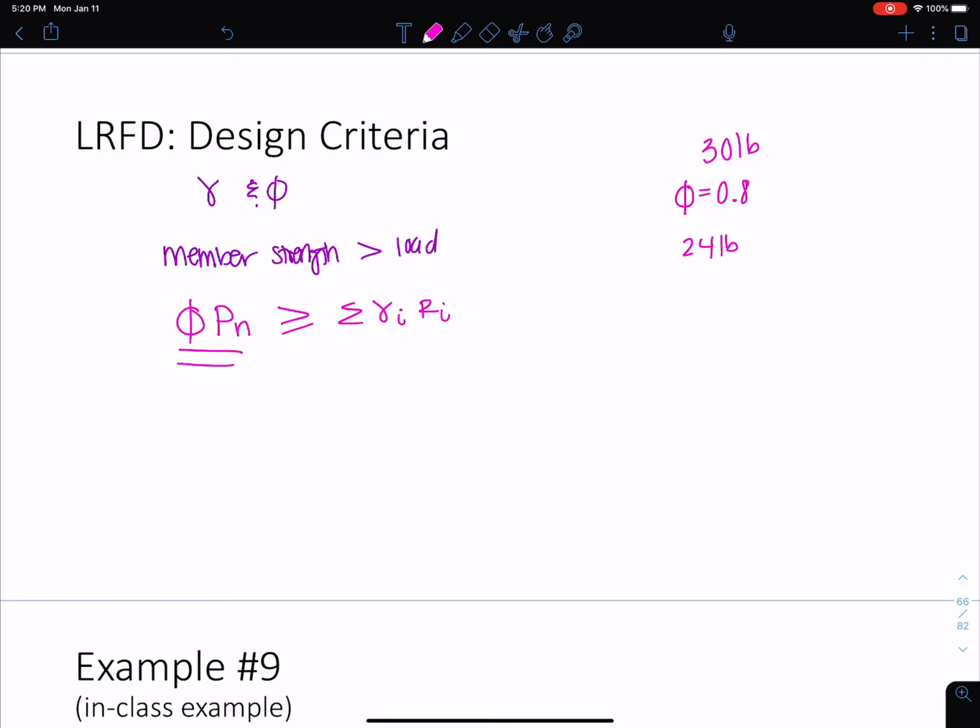So our dead load, our live load, our snow load times all of those gammas, and basically our phi reduces the nominal strength and needs to be greater than the applied load. So strength greater than load. And again, ASD combines all these uncertainties into a factor of safety, whereas LRFD likes to split them up and use a little bit more of a probabilistic method to solve for them.